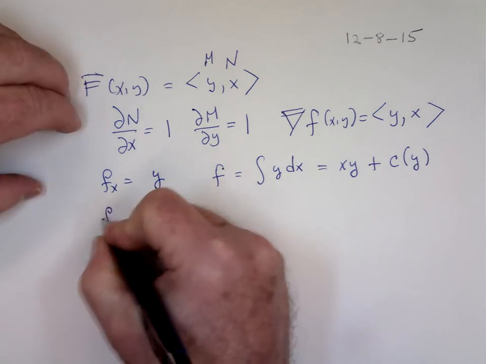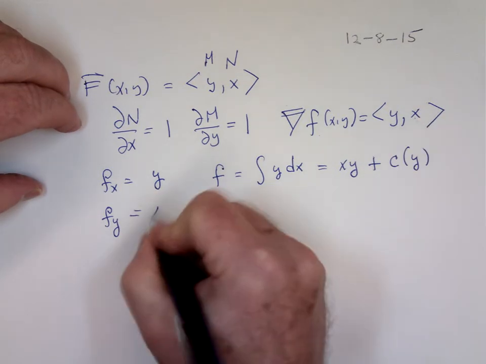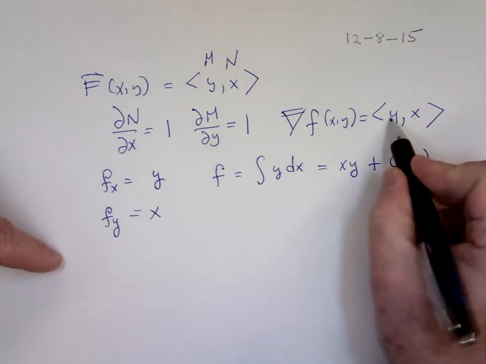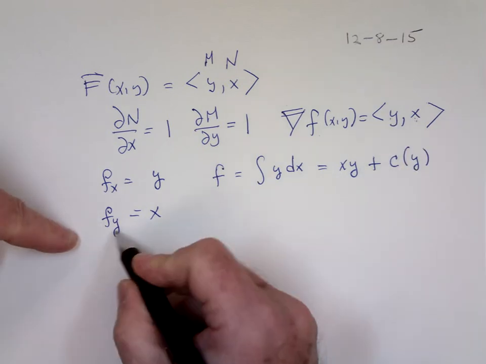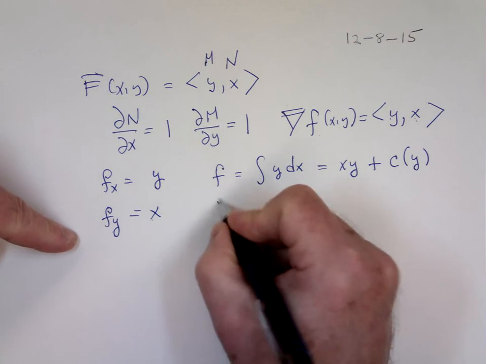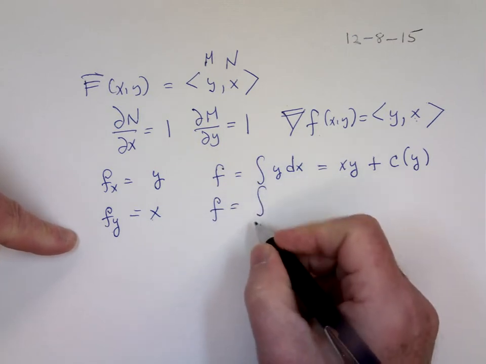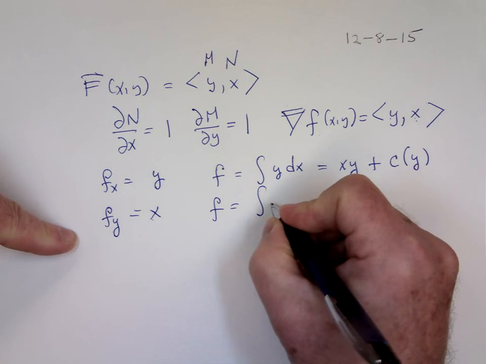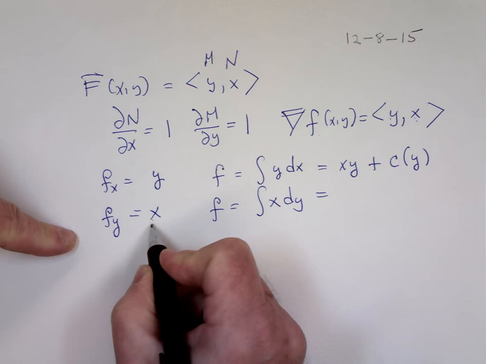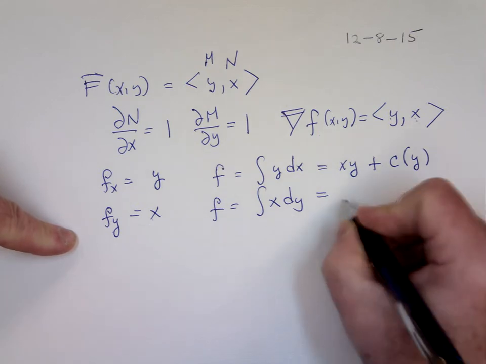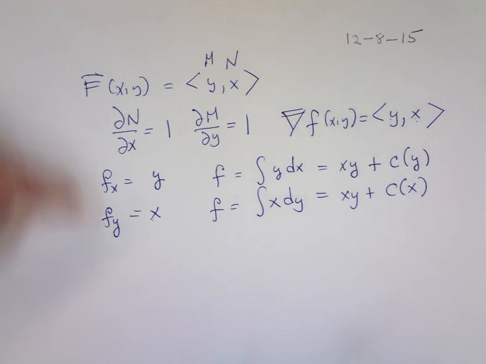Well, what else do we know? The partial of our function with respect to y must be x. That's how we find the gradient, right? Partial with respect to x, partial with respect to y. If its partial with respect to y is x, the function then is its integral with respect to y. Okay, we'll integrate this with respect to y to get xy plus a constant in terms of x.